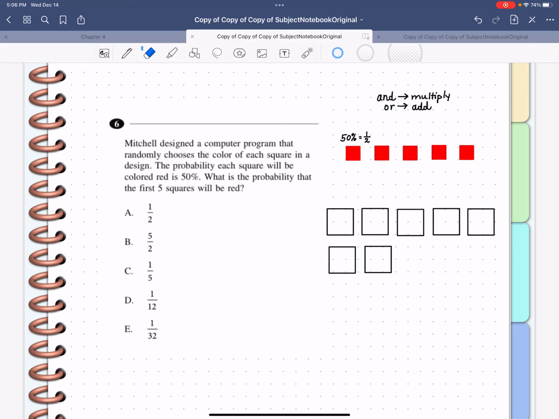Number 6 is a probability problem, and this goes with Chapter 2 of the Achieve series. Mitchell designed a computer program that randomly chooses the color of each square in a design. The probability that each square will be colored red is 50%. So what is the probability that the first 5 squares will be red?